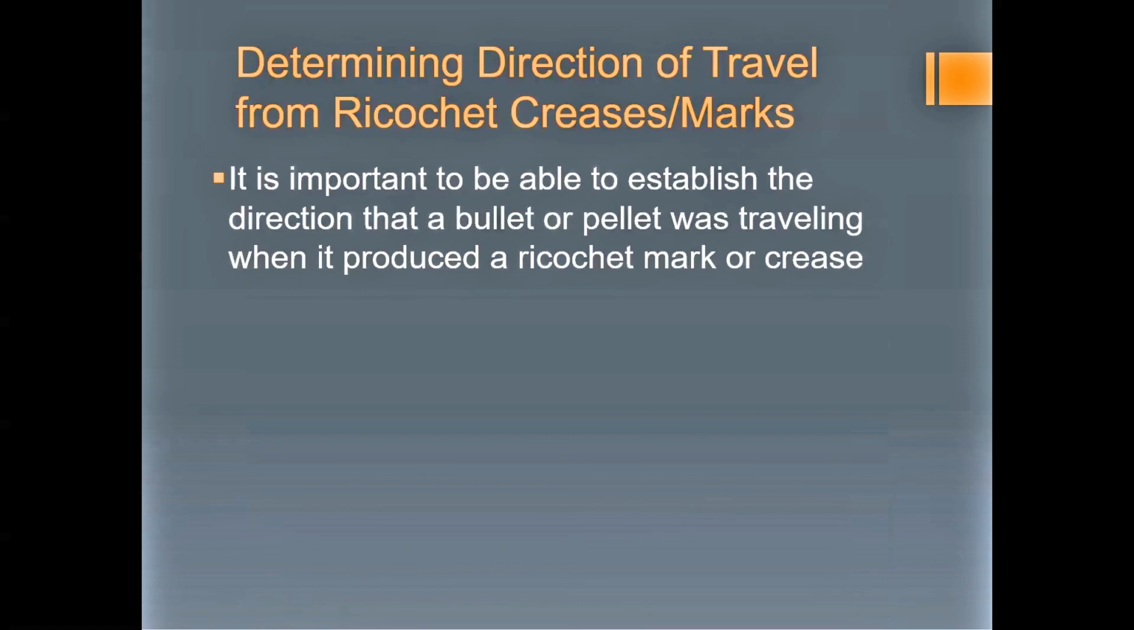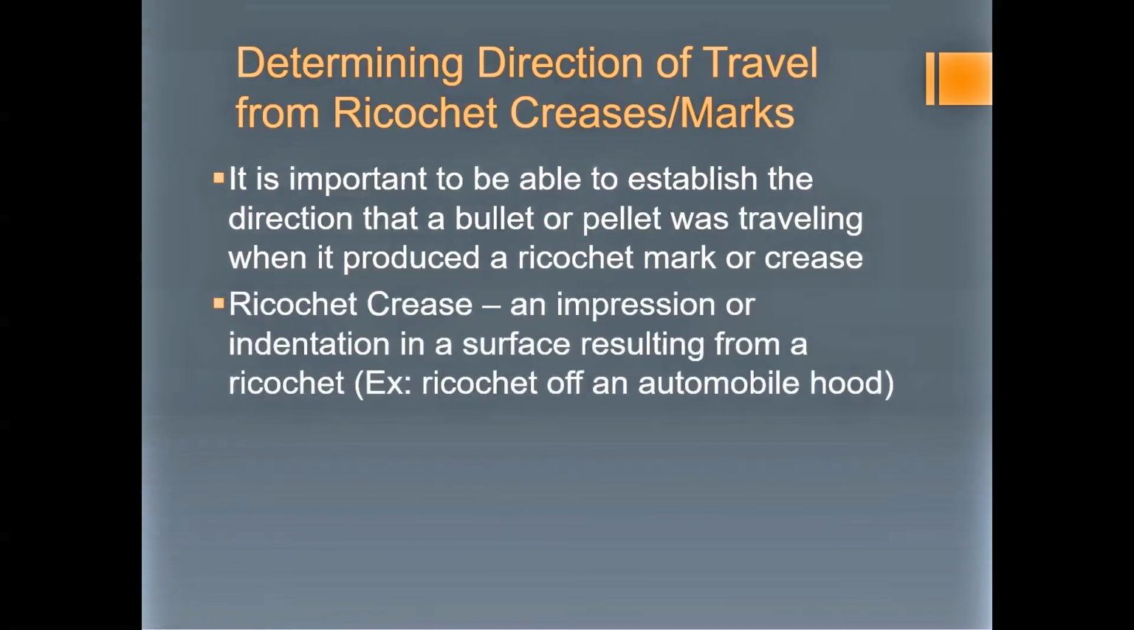So ricochet creases, right? It's important to be able to establish the direction that a bullet or pellet was traveling when it produced a ricochet mark or crease. What's the difference between a bullet and a pellet, typically, right? A bullet's fired from a rifled barrel, where a pellet would be something out of a shotgun, maybe firing double-aught buck, or you'd have a pellet making your ricochet mark, right? So that wouldn't be rifled.